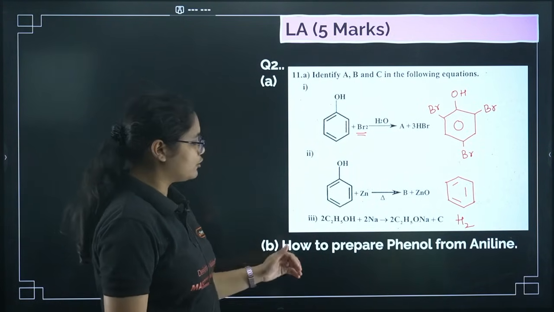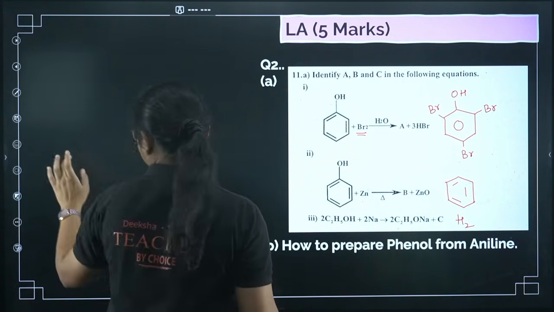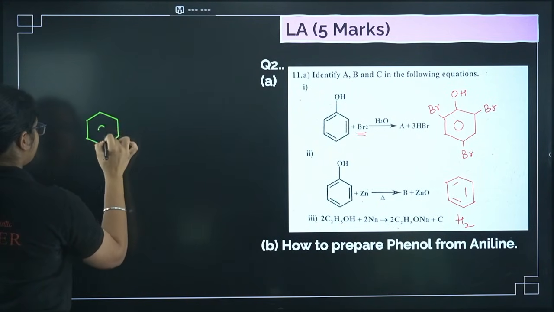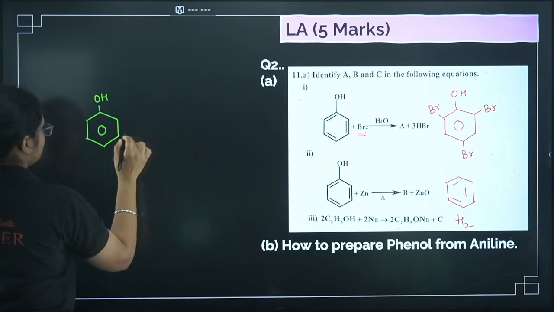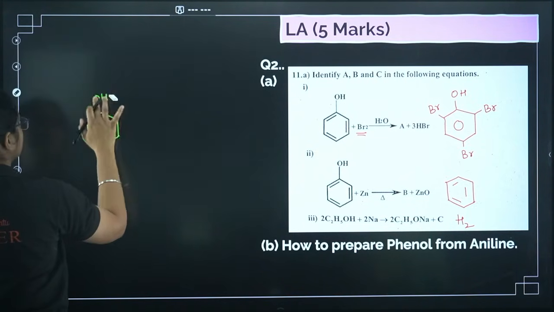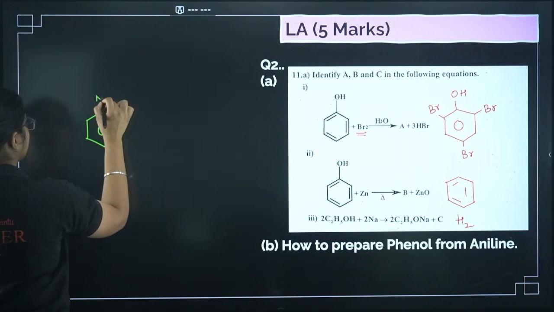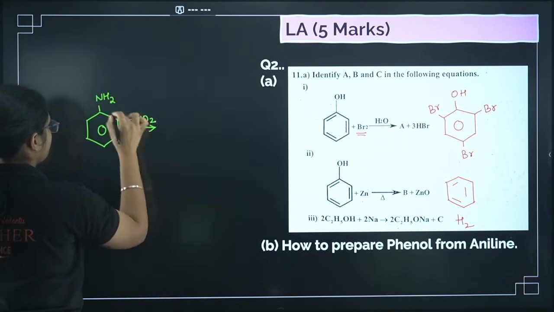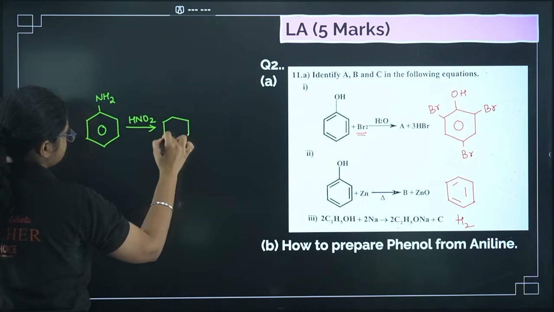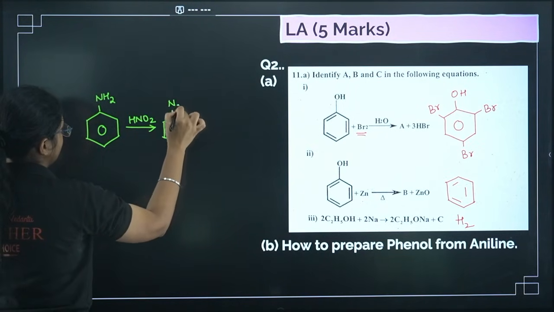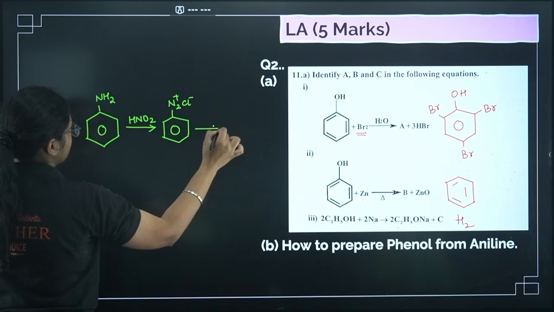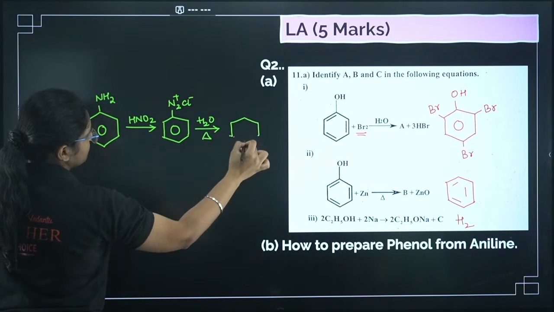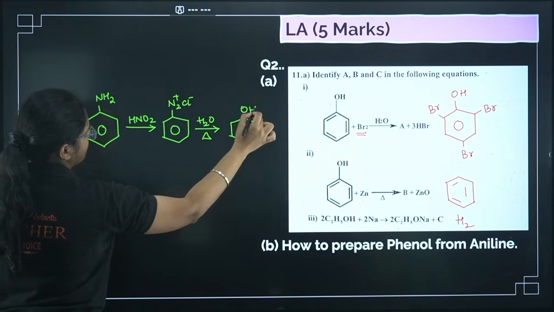Okay. Next question: how do you prepare phenol from aniline? This reaction also we have discussed. So first of all, what do you have to take? You have to take aniline, with NH2. Then you need to treat it with HNO2, nitrous acid. So diazotization takes place here and you will get N2+ and Cl minus. Then if you treat it with warm water, in that case this will become OH.